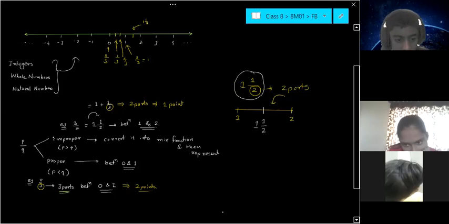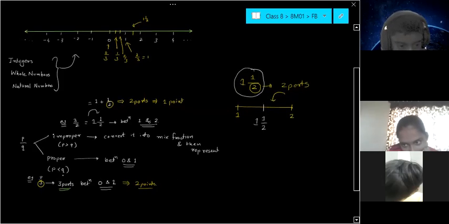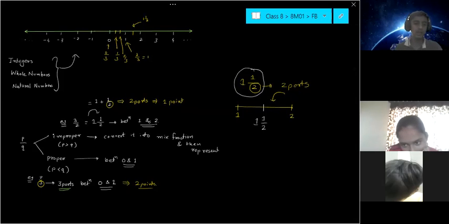Clear? Sir, in that example below, you have written 2 by 3. How, sir? Yes, 2 by 3 is one example. If we have to represent 2 by 3, then how can we represent it? That 2 by 3 understood? Yes, sir. Understood. Okay, thank you Rajat.